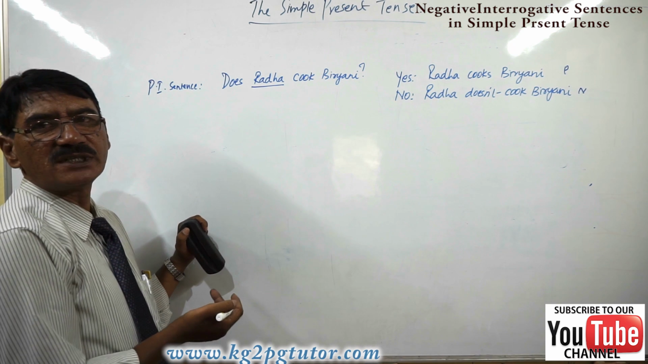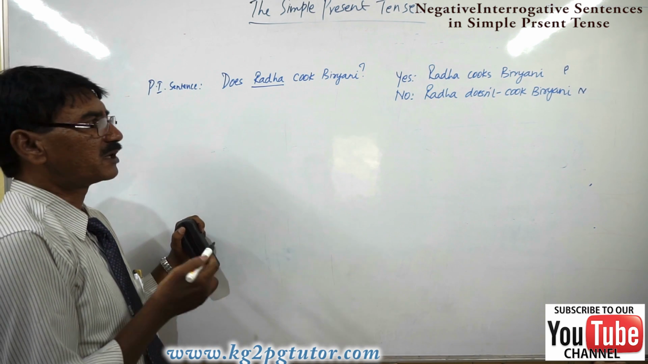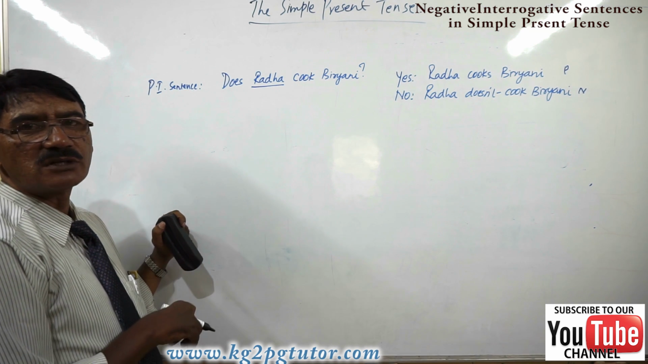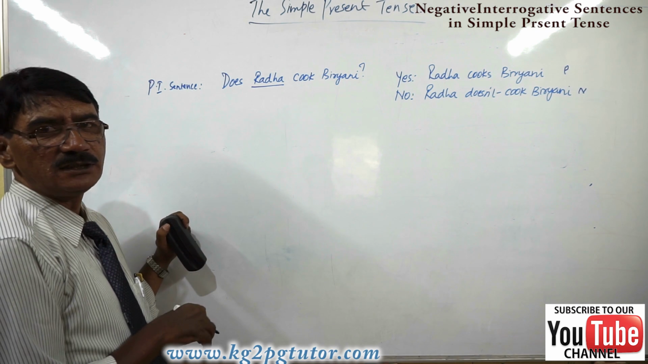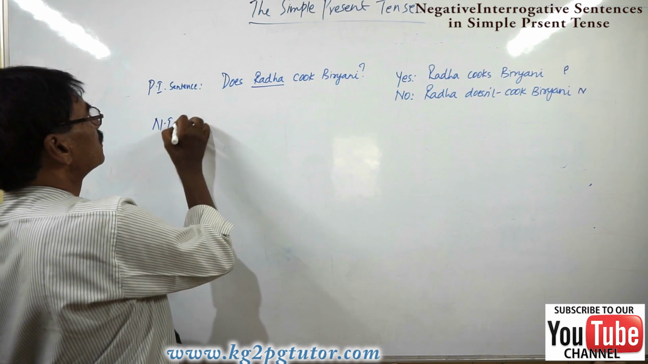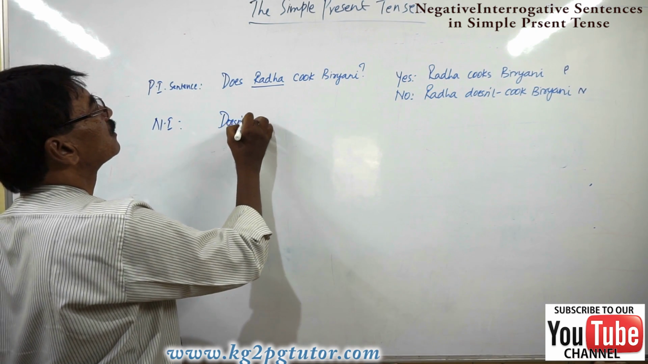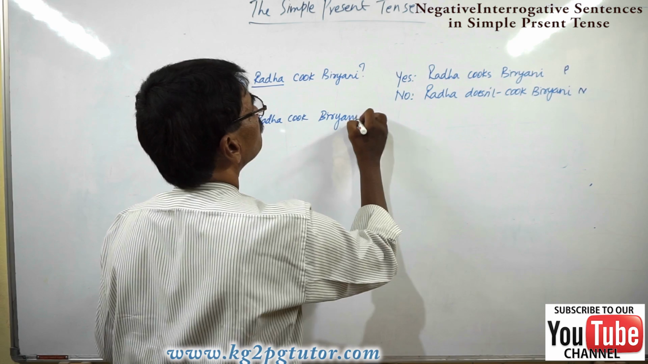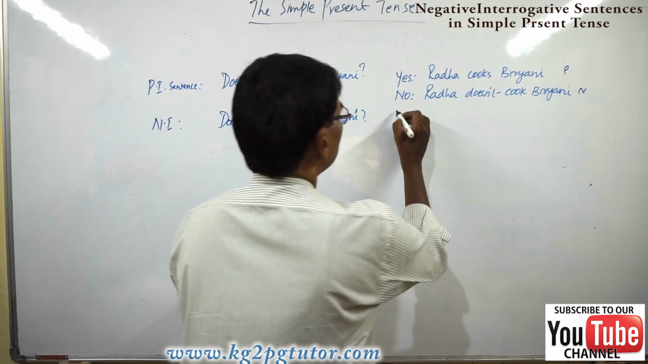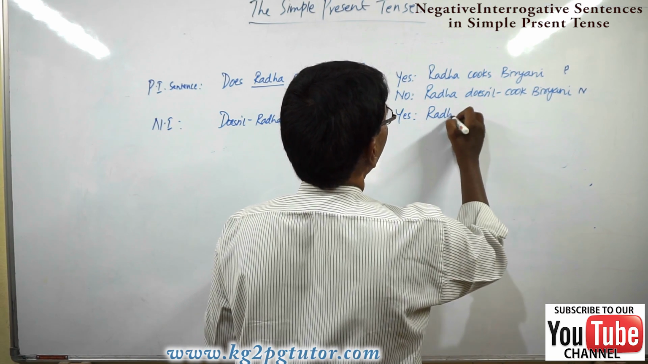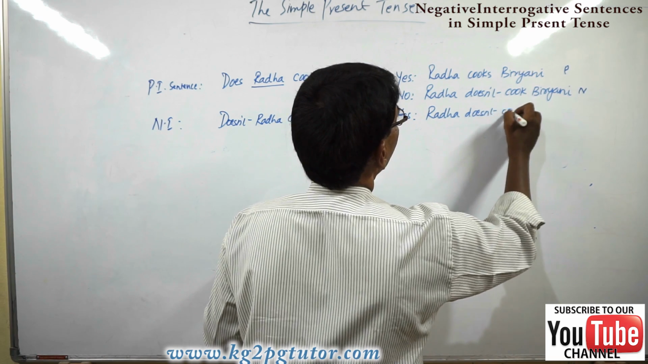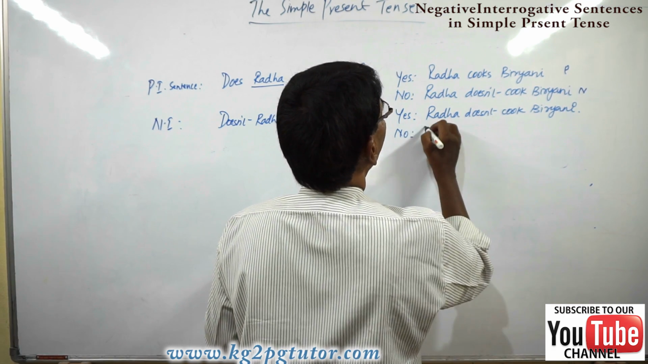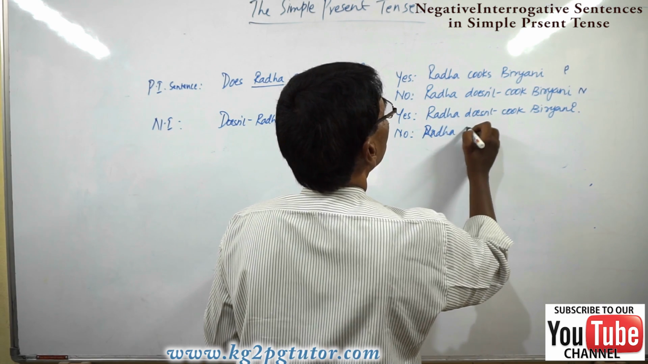We have seen 4 different types of sentences in the previous videos. The positive is Radha cooks biryani. The negative is Radha doesn't cook biryani. The positive interrogative sentence is does Radha cook biryani? And the negative interrogative sentence is doesn't Radha cook biryani? So here what is the answer? Yes, Radha doesn't cook biryani. No, Radha cooks biryani.